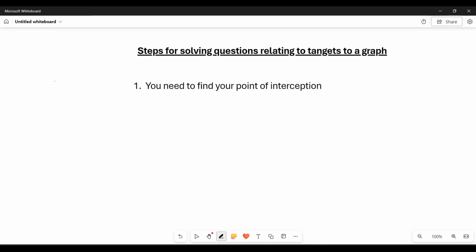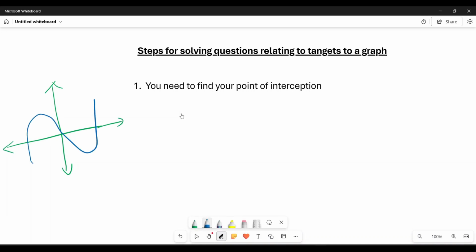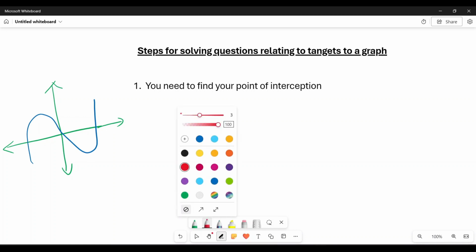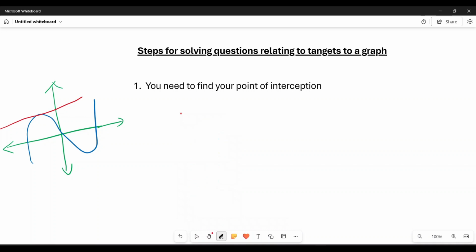Now, if I were to make a rough representation of that, let me just draw these are my x's. This is my graph, and this is my other graph. Now, what I'm saying is that a tangent only touches your graph at only one point, and we need to find that point, which is our point of interception. We need to find the coordinates of this point.